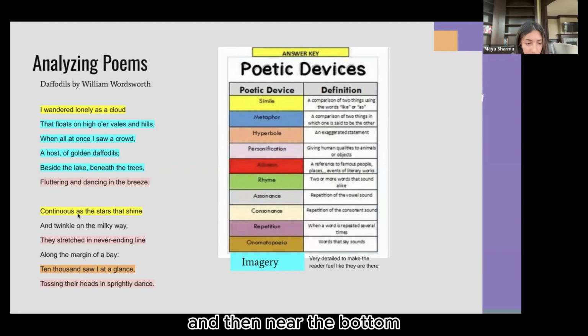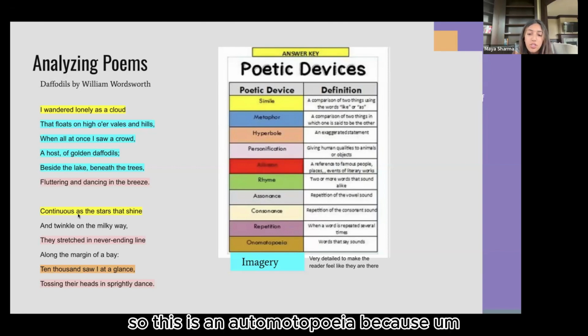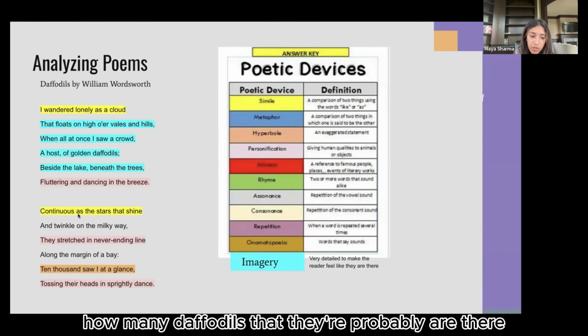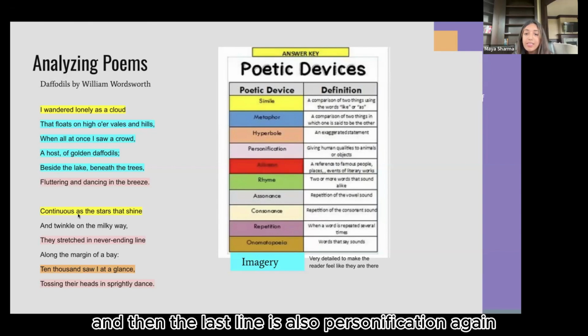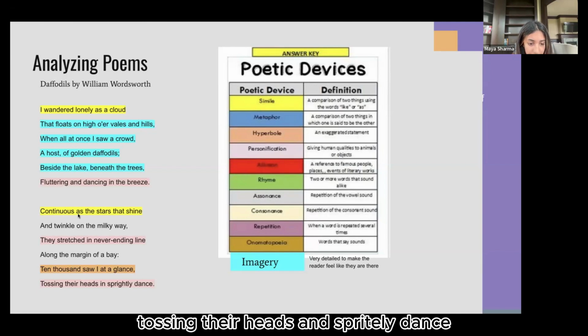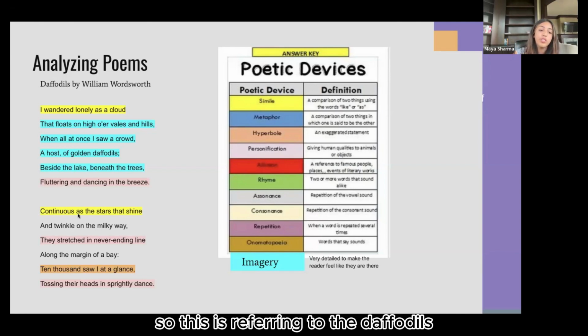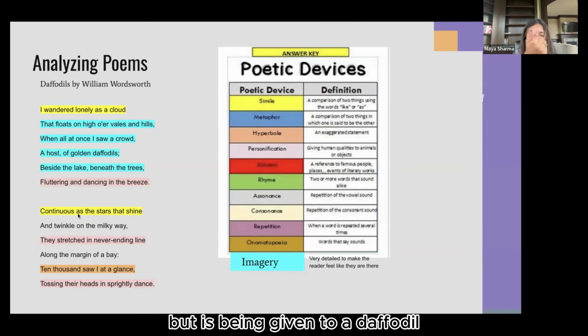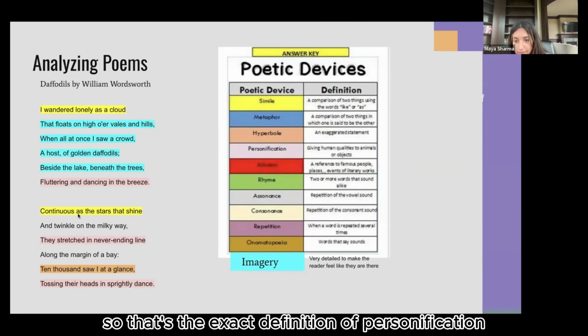And then near the bottom, we have ten thousand saw I at a glance. So this is a hyperbole because it's over exaggerating how many daffodils there probably are there. And then the last line is also personification again, tossing their heads in sprightly dance. So this is referring to the daffodils, and it very much just describes a human action, but is being given to a daffodil. So that's the exact definition of personification.